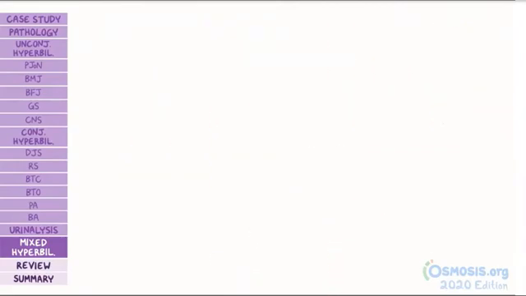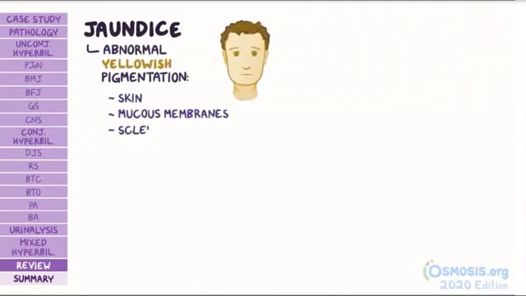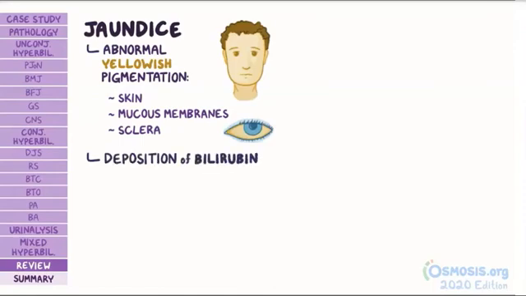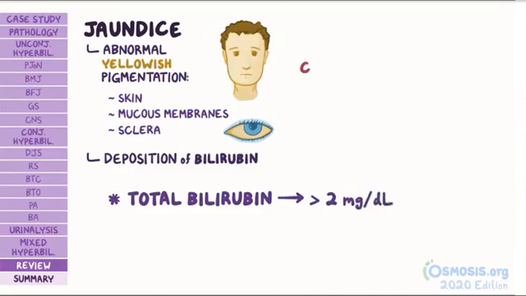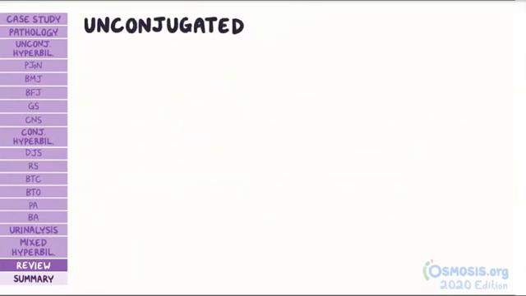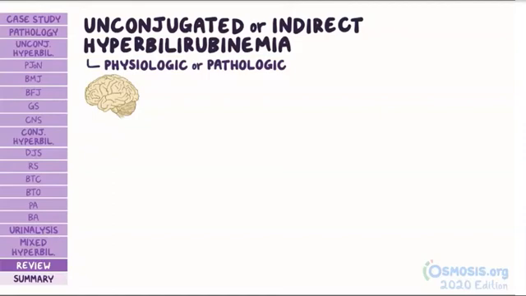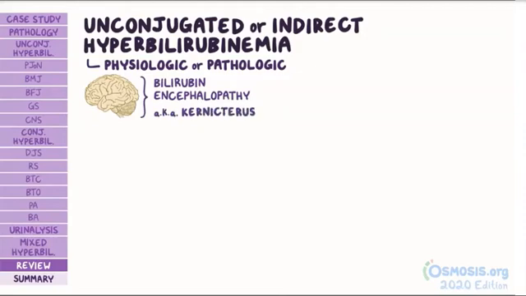Alright, as a quick recap, jaundice is the abnormal yellowish pigmentation of the skin, mucous membranes, and sclera due to the deposition of bilirubin. It typically occurs when total bilirubin levels exceed 2 milligrams per deciliter and can be caused by an increased breakdown of hemoglobin, impaired hepatic bilirubin uptake, and defective conjugation of bilirubin. Unconjugated or indirect hyperbilirubinemia can be physiologic or pathologic. In severe cases, unconjugated bilirubin can accumulate in the brain, causing bilirubin encephalopathy, which is also known as kernicterus.